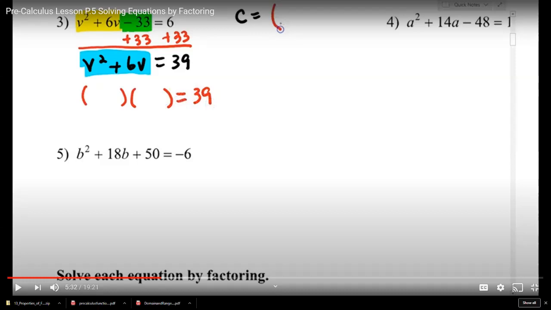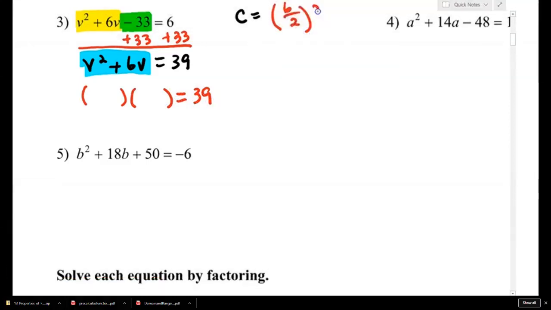To find C, you have to divide 6 by 2. 6 divided by 2 gives you 3. And then you square it and you get 9, and that's going to make it into a perfect square. So you have 6 divided by 2, and then you have to square it. So C is equal to 3 squared, which gives you 9. So I'm going to go ahead and erase this.